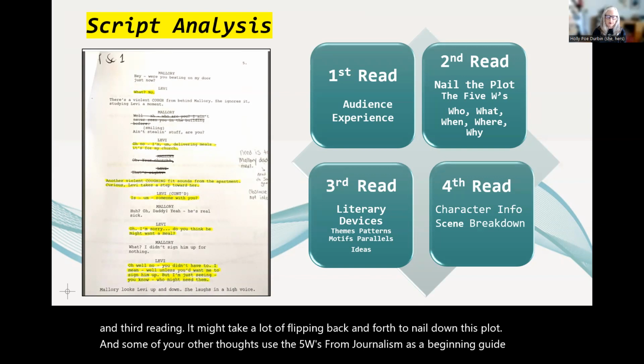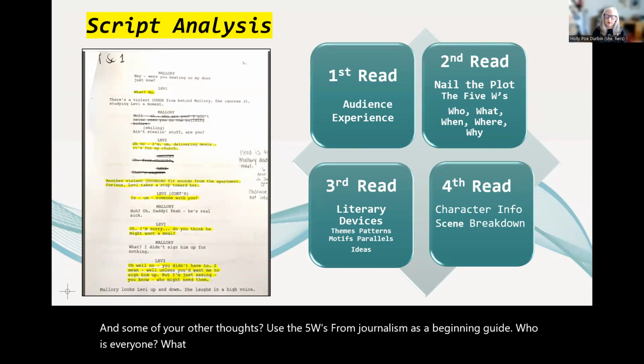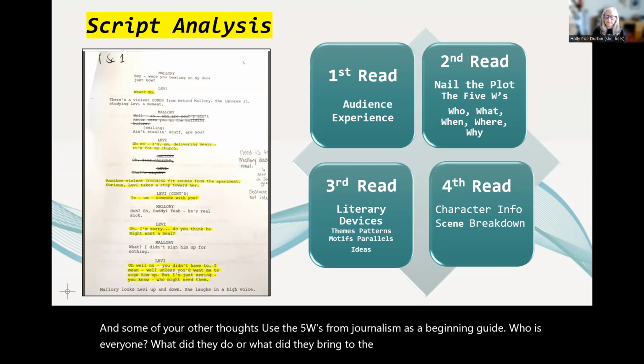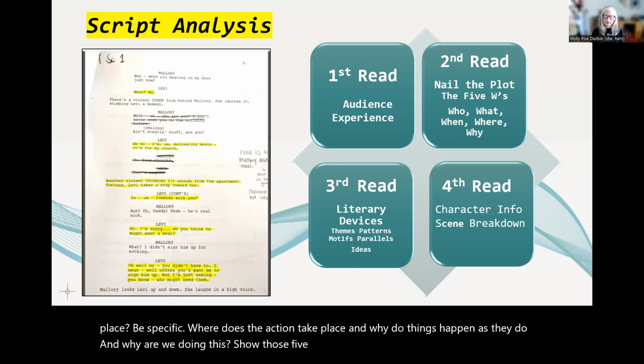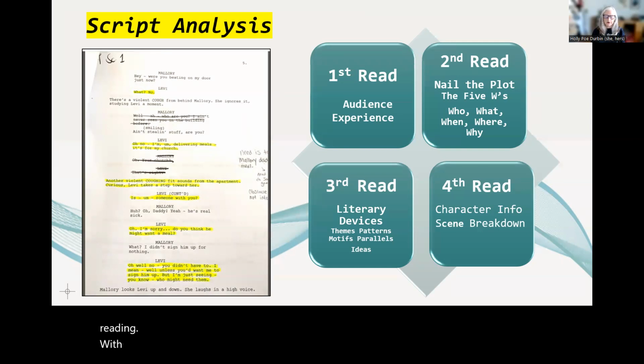Who is everyone? What did they do, or what did they bring to the plot? When does the action take place? Be specific. Where does the action take place, and why? Why do things happen as they do, and why are we doing this show? Those 5 W's are an excellent foundation for the third reading, the thoughtful exploration of the script as literature.